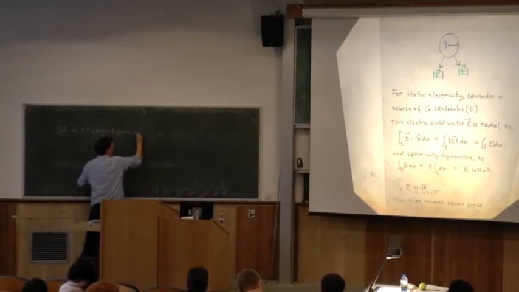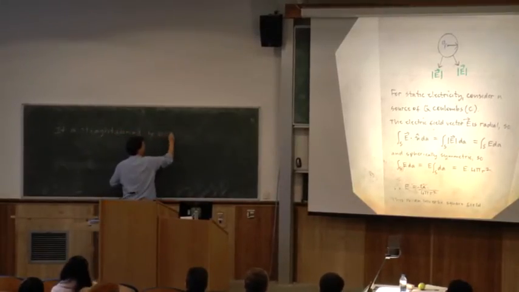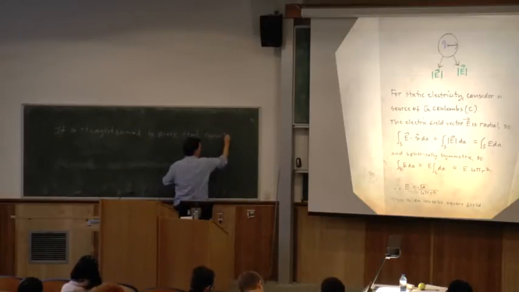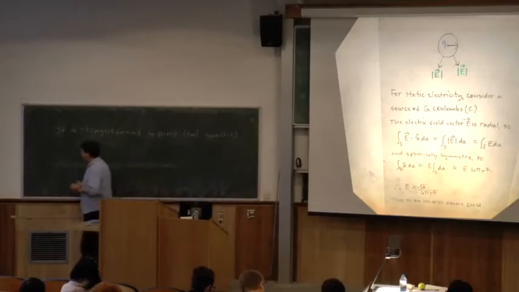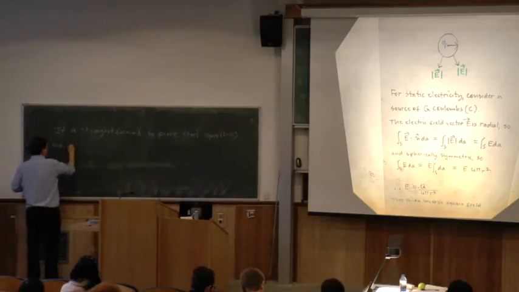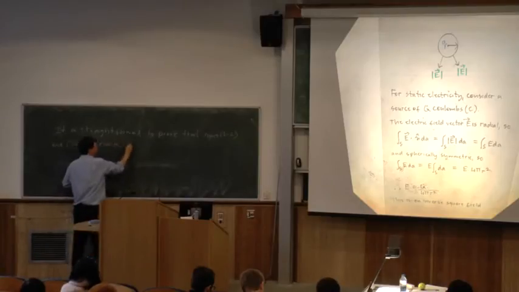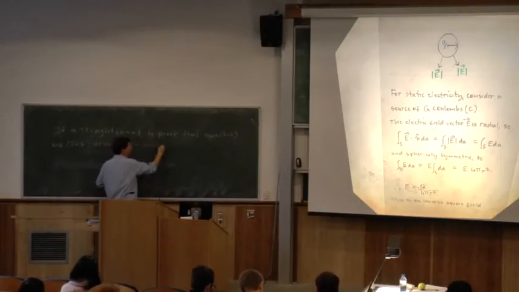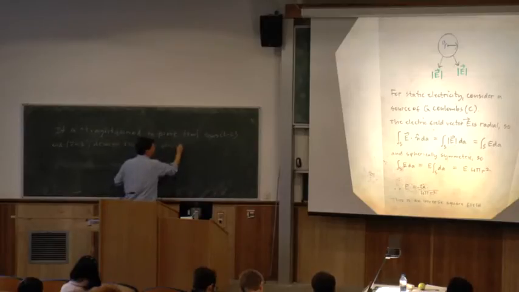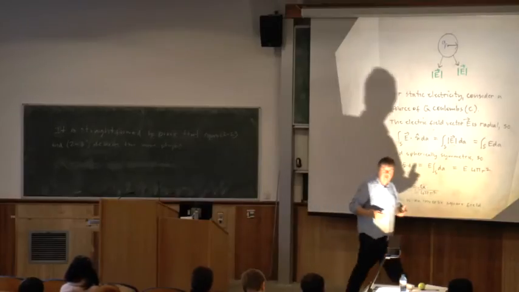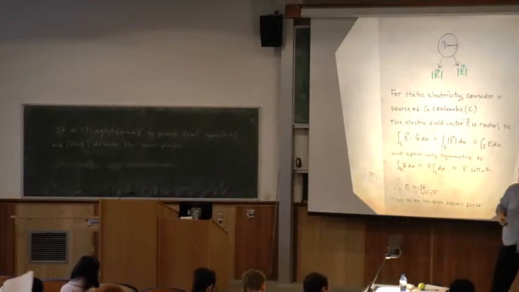It is straightforward to prove that equations 2.2 and 2.3 describe the same physics, as I claimed at the beginning. So we've already seen that we can go over from Coulomb's law to Gauss's flux law of electrostatics.